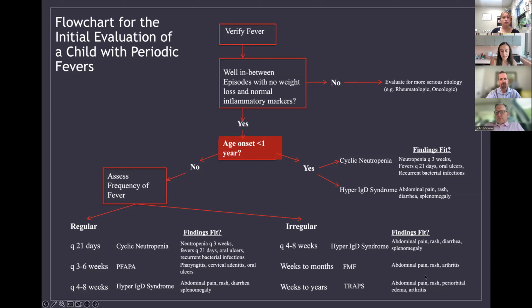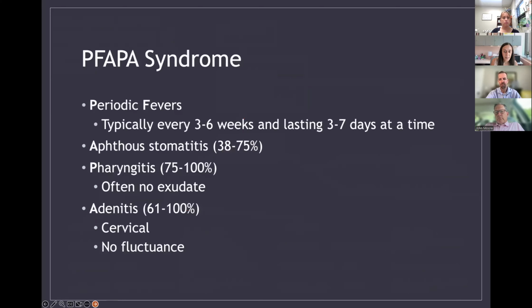If it's irregular and you're convinced it's not viral, then there are some periodic fever syndromes that you need to be thinking about, but that's really your big branch points. When did it start, and are they regular or irregular? So I wanted to spend the first part of the time talking about the one that you're most likely going to see. And that's PFAPA.